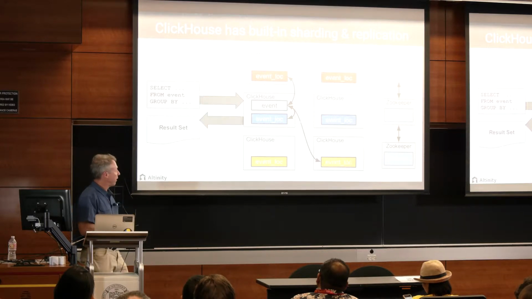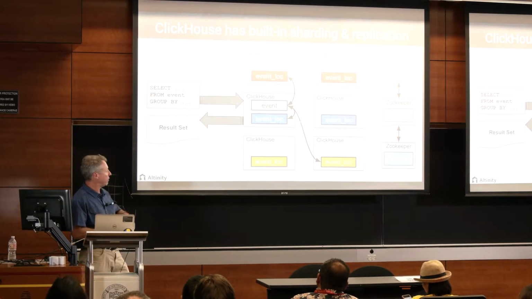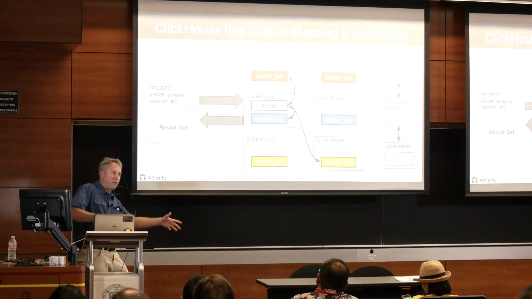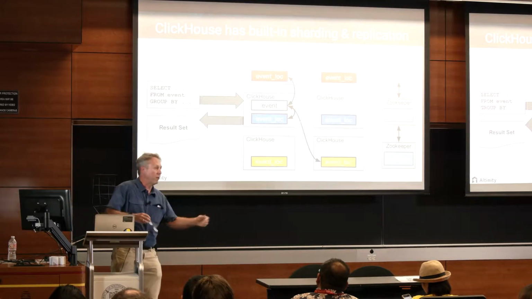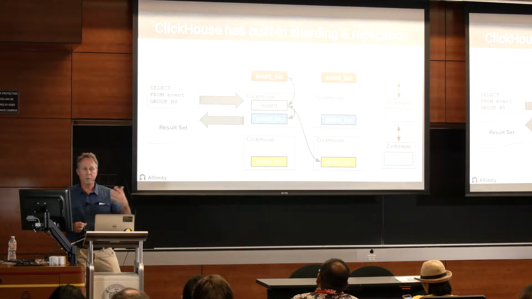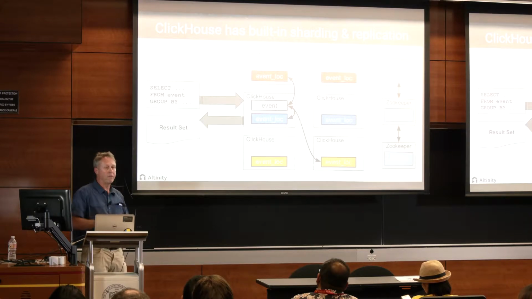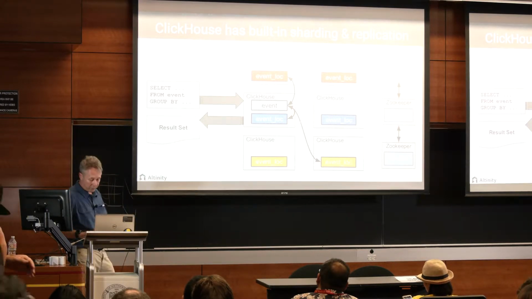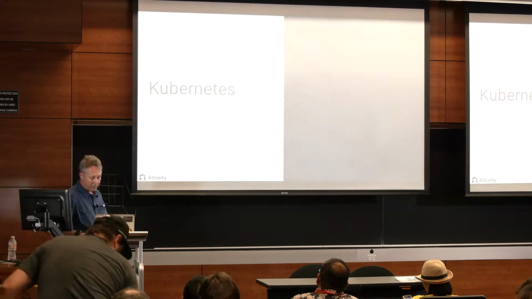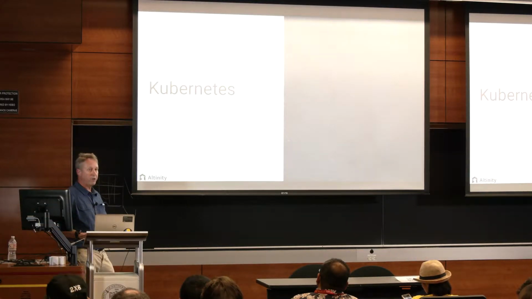So it's a pretty capable database used by an increasing number of people worldwide, all the way from little teeny startups that are maybe throwing in just a couple hundred million rows, all the way up to people like Cloudflare. They ingest something on the order of 10 million rows a second into a 100-node ClickHouse cluster. So that's ClickHouse. Let's talk about Kubernetes.